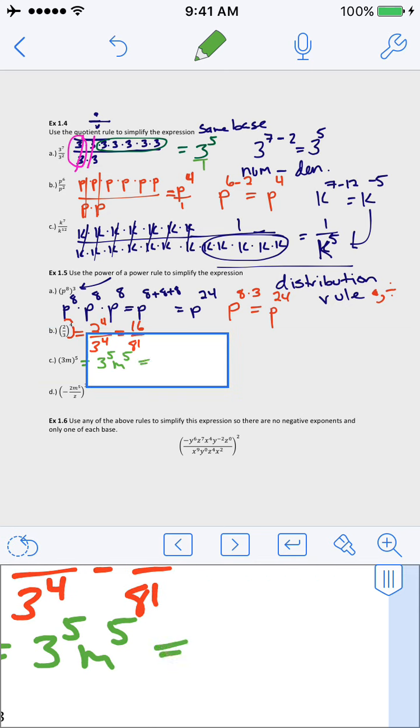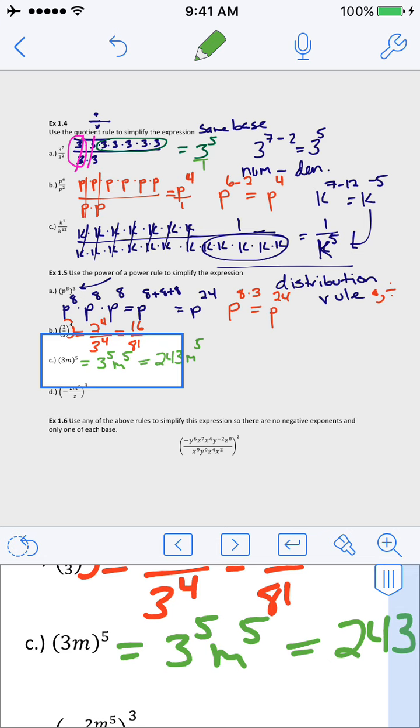And so we end up with, I don't even know what 3 to the 5th is. Let's see. That's 9, 27, 81, 243. 243 m to the 5th. Alright, and that's quite different than 3m to the 5th, right? That's a much bigger number. So watch out for that. That distribution rule is very important when it comes to parentheses.